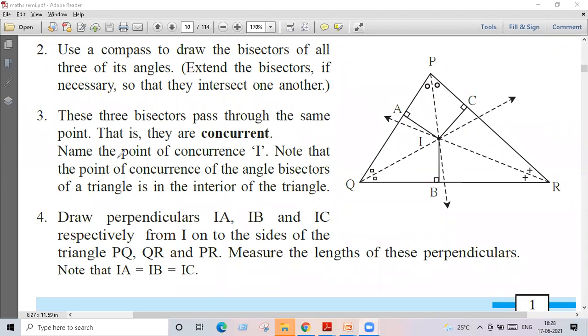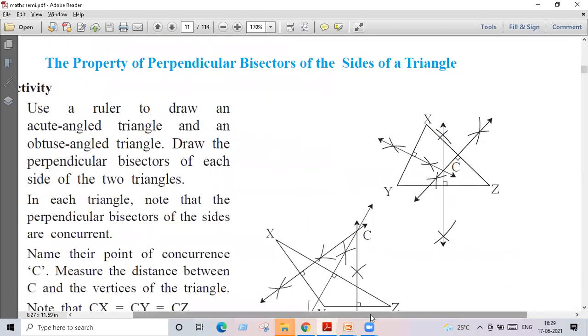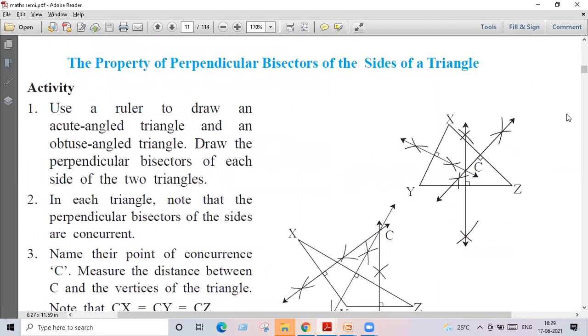This point is known as the point of concurrence, that is I. Note that the point of concurrence of the angle bisectors of a triangle is in the interior of the triangle. Getting it? Let us move ahead. There is a small activity; whenever possible we will do that. Don't worry. Next, the property of perpendicular bisectors of the sides of a triangle.